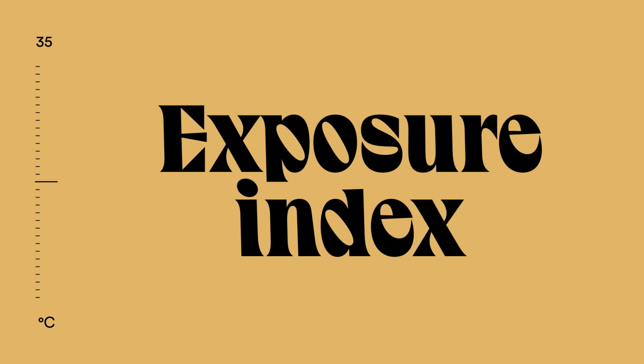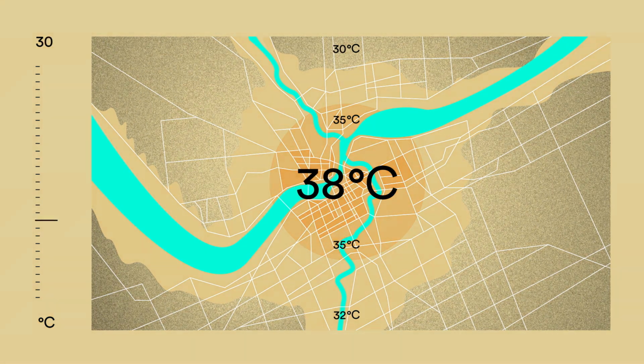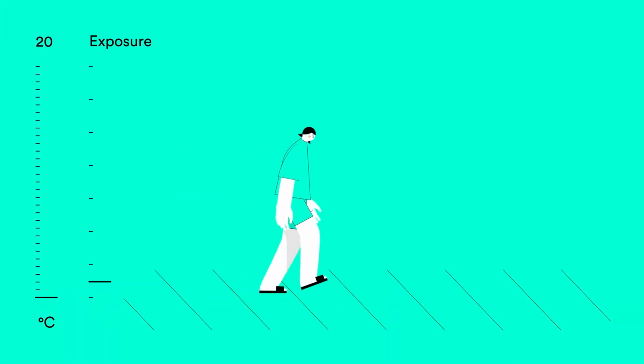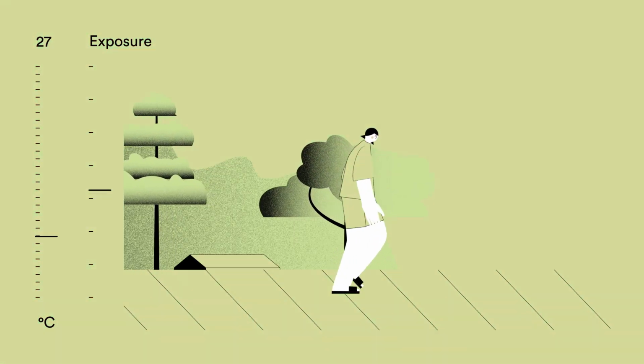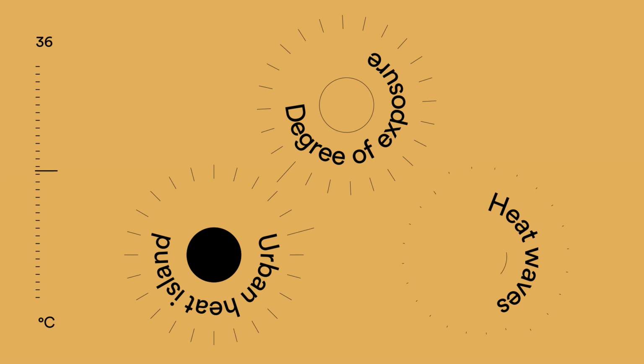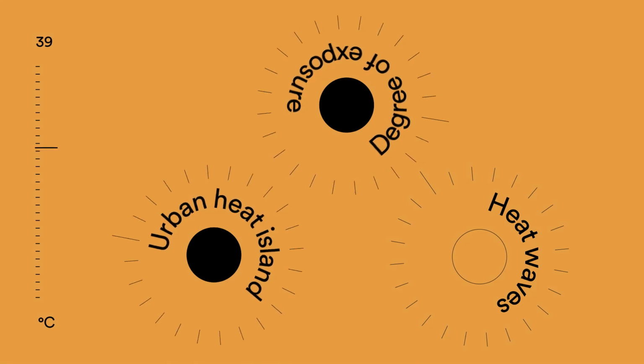The Exposure Index was calculated using, among other things, information derived from satellite imagery on temperature, imperviousness of the ground, vegetation, and the built environment. A predictive model was used to determine the intensity of the urban heat island phenomenon and Canadian households' degree of exposure to heat waves.